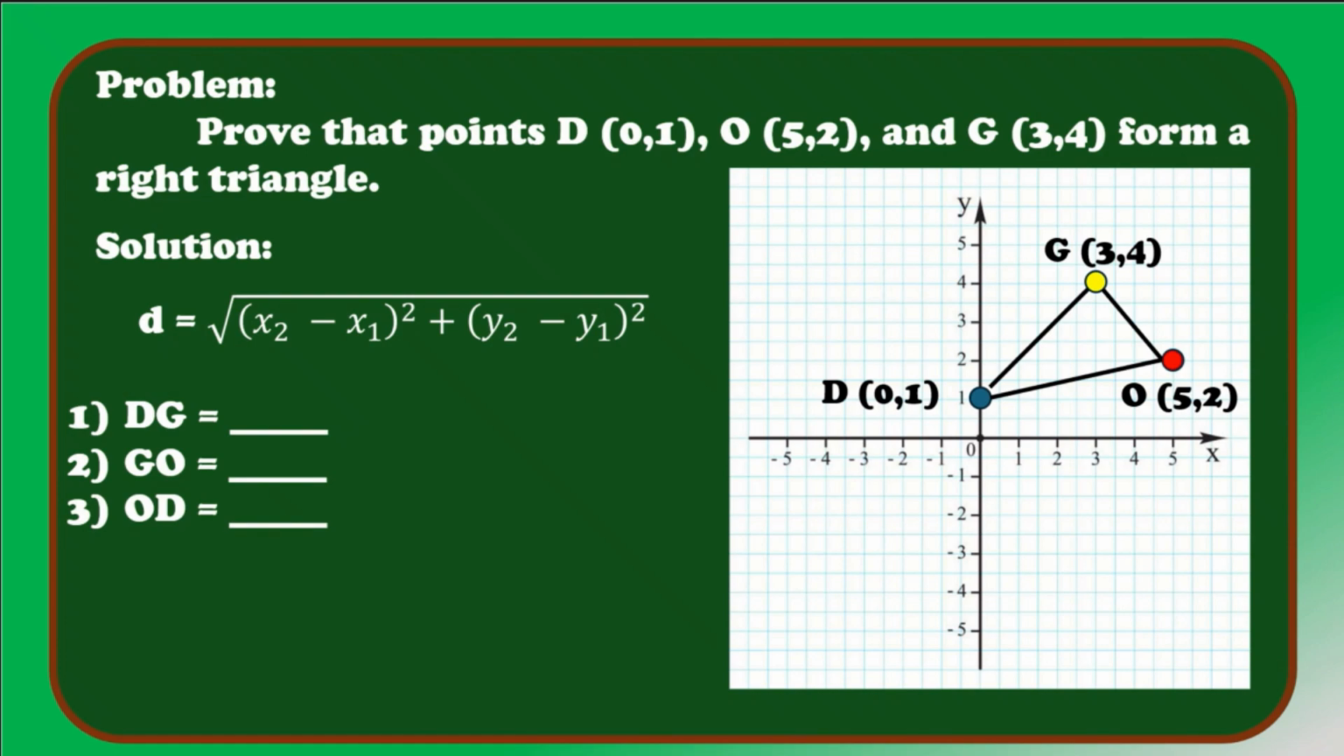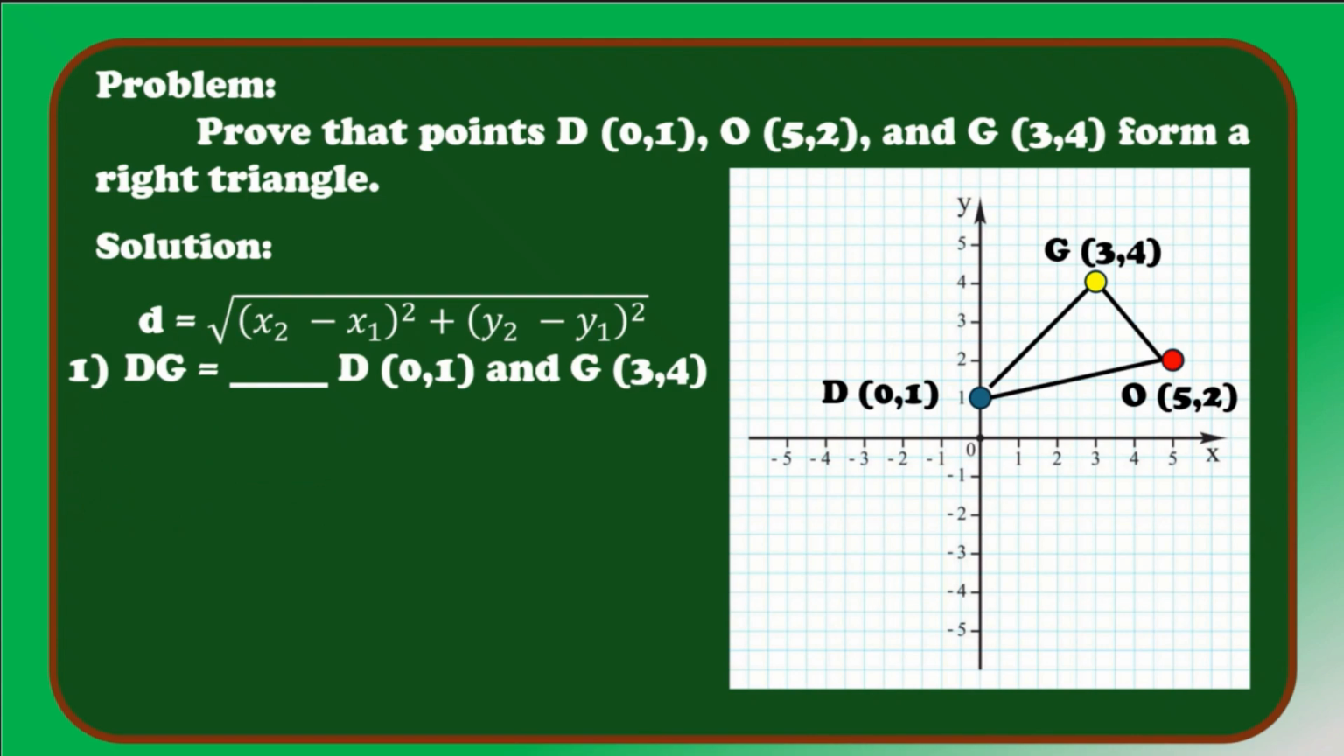Okay, without further ado, let's proceed to obtaining the distance between D and G. The given for point D is that it is located at (0, 1), and G is located at (3, 4). So we're going to substitute these into the formula, and it goes like this. DG is equal to the square root of the sum of the quantity 3 minus 0 squared plus the quantity 4 minus 1 squared.